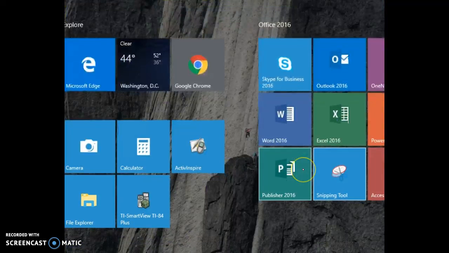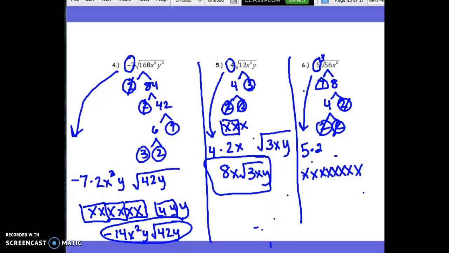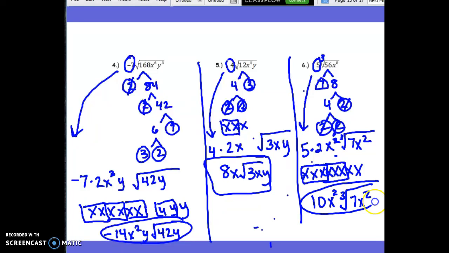And we're looking for triples. So, whoops, where did I go? Come back. We've got 1 set of triples, 2 sets of triples. So x would be squared for the 2 sets of triples. And left over, we've got our radical, which is going to be 3. Inside that we've got the 7, and then we've got 2 x's left over, so x squared. If we multiply everything, we're going to get 10x squared, cube root of 7x squared. There's our answer.